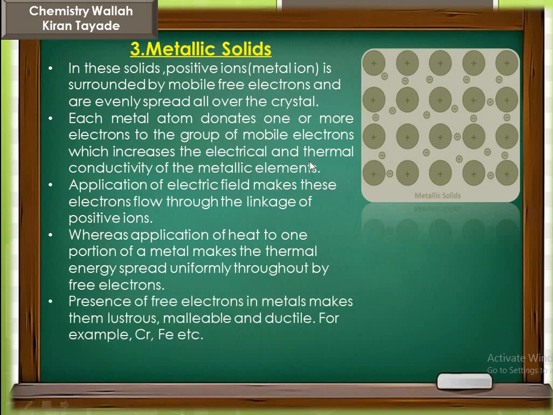Presence of free electrons in metals makes them lustrous. In our first lecture we saw this point, the presence of free electrons in the metals makes them lustrous, and the reason behind this is also the free electrons' emission when light is incident on these metals. Malleability and ductility are also properties of metallic solids. For example, chromium, iron, etc.